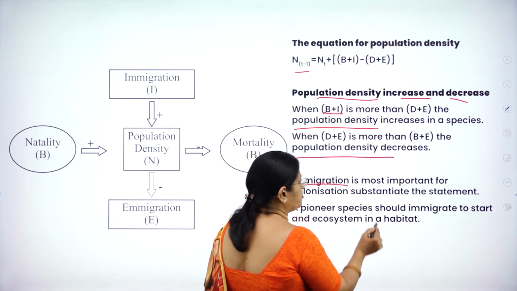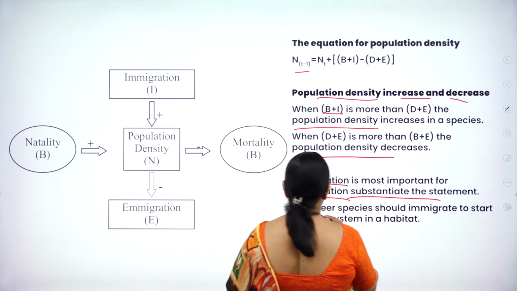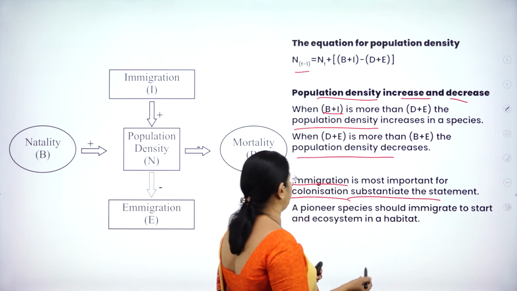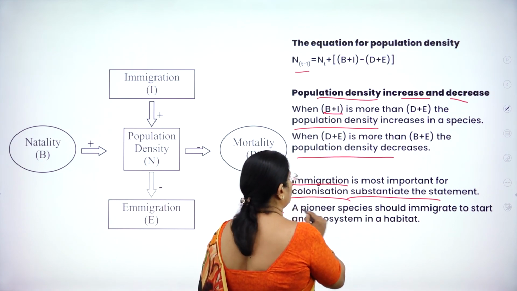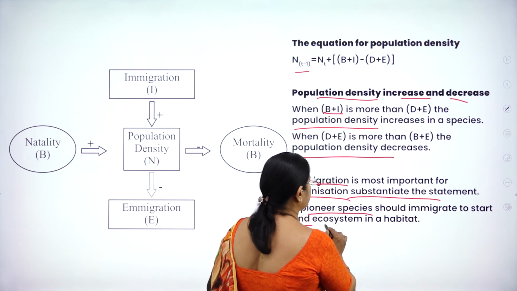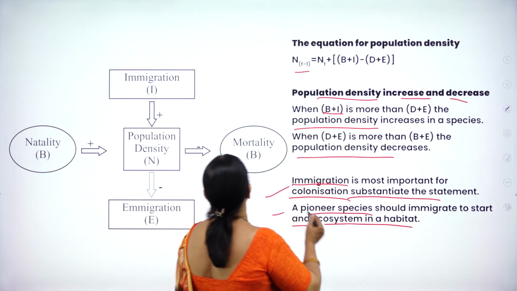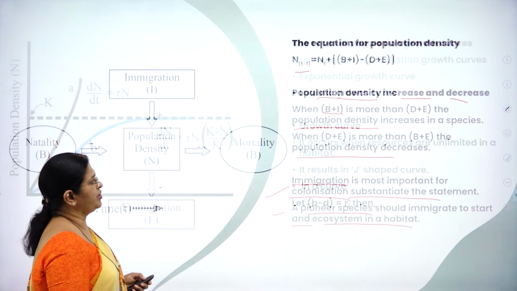So immigration is most important for colonization. Substantiate the statement. They'll ask like this: immigration is most important for colonization. Substantiate the statement. So a pioneer species should immigrate to start an ecosystem in a habitat. This is a very important concept from the examination point of view.